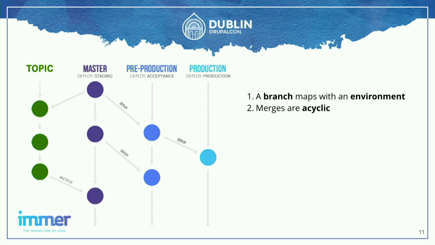But for now, it's important to understand that the flows in which the merges happen are always acyclic. So that means that it always flows from left to right. So first, your code gets integrated into the master branch. Secondly, via a new merge request, it gets deployed on the pre-production branch and gets merged there, and then on the production branch.